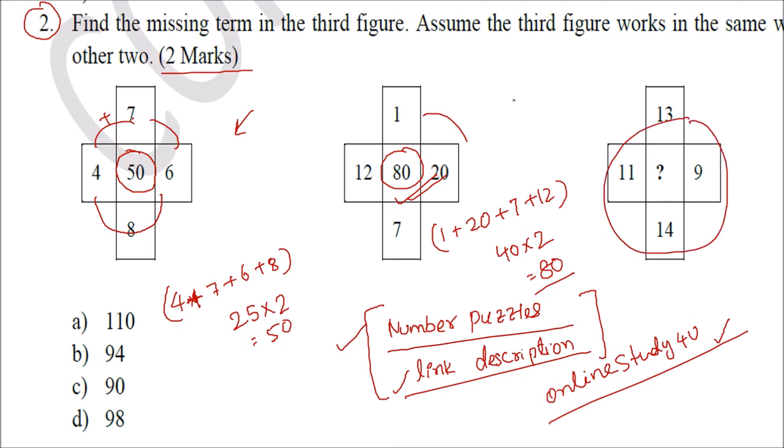Same thing here, friends. 13 plus 9 plus 14 plus 11. So 1 plus 4 is 5, 5 plus 9 is 14, 14 plus 3 is 17. 1 plus 1 is 2, 3, 4, 47.